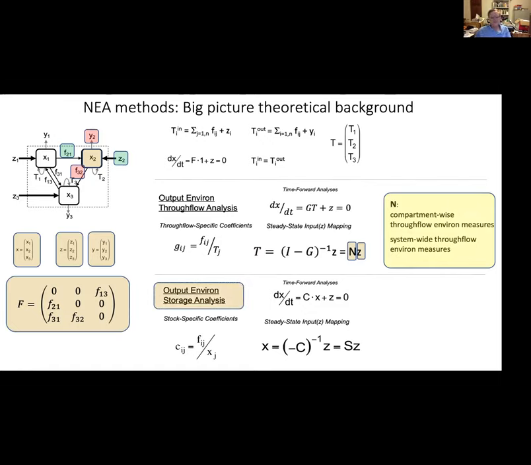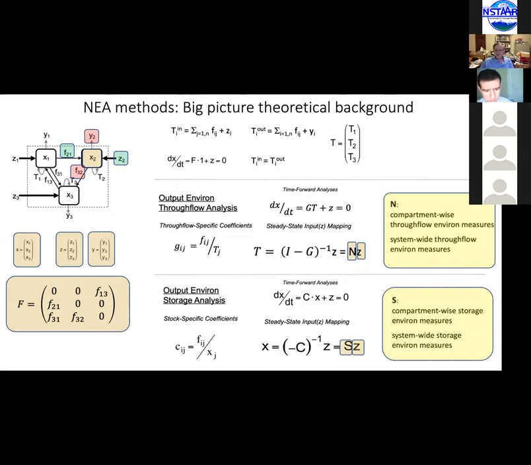We can also do what we call storage analysis, where we take into account not just the flows in the model, but also the storage vector. Again, we're going forward from inputs into storage. We need stock specific coefficients, and in this case the example is compartment 2. We can get C32 by dividing F32 by the storage. Again, instead of mapping inputs into through flow, in this case we're mapping inputs into storage. We take that C matrix after we do all of the C's, and we take the inverse of minus C to give us a matrix S, which will give us the compartment-wide environ measures and the system-wide measures for the storage analysis.